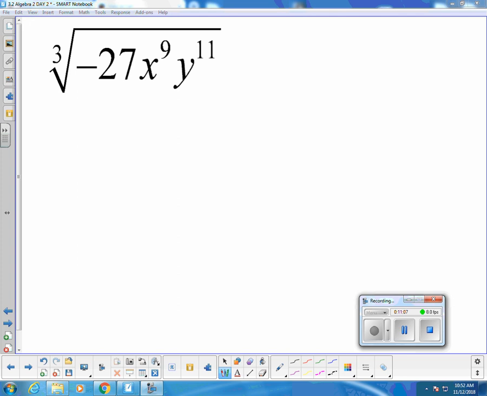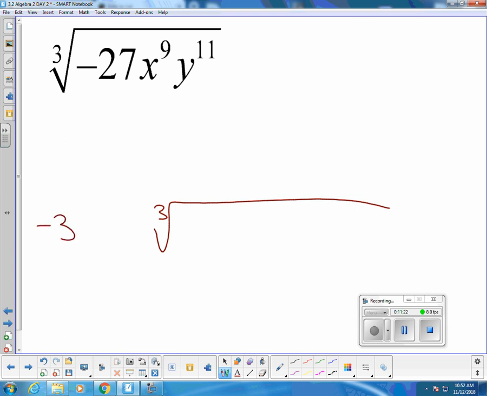Everybody type it in real quick. Cube root of negative 27. Before I even start, I'm going to make myself an empty cube root. It's just a good idea. What is it? Yeah, and if that works, think about it. Negative 3 times negative 3 is positive 9, times another negative 3 would be negative 27, so it does work.